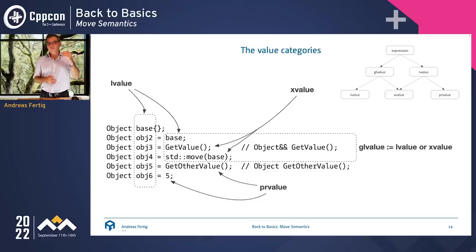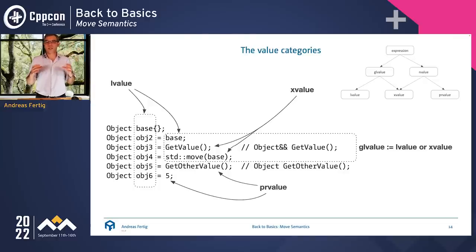And then we have the other two things, object 5 and 6. These are so-called PR values, for pure R values. And the signature for my get other function now is that it returns an object. So this is not a temporary object technically. It's an object. And the number 5 is also nothing temporary. It exists somewhere in our code base, but still we don't know the address of it. We cannot name it other than typing the number 5. So these are different types of R values.